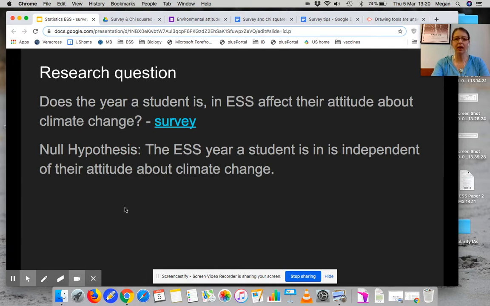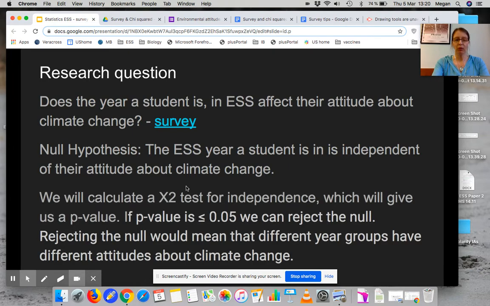Our null hypothesis for the chi-squared is that the group, in this case the ESS year, is independent of how they respond to that survey. So the ESS year a student is in is independent of their attitude about climate change, according to the survey I'm going to share with you here in just a moment.